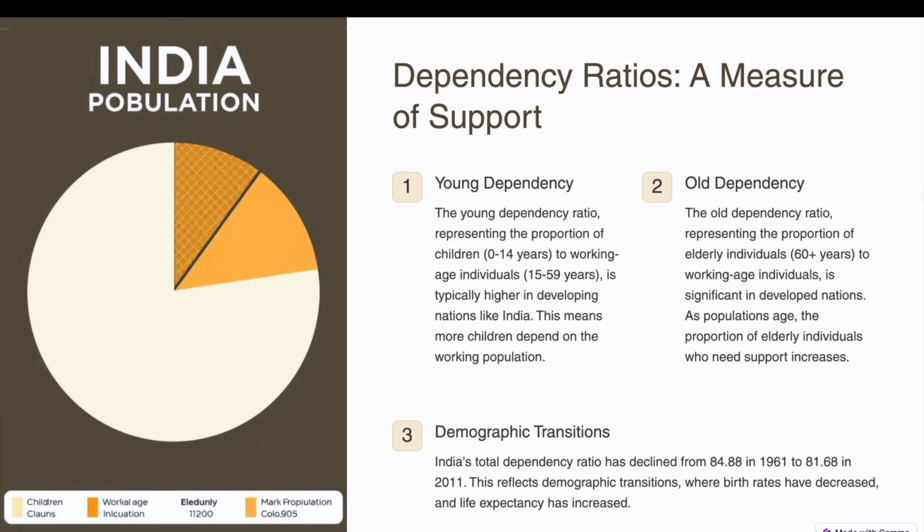Also, key social processes like family formation, home purchases, job seeking, retirement, and migration are all influenced by a country's age composition.